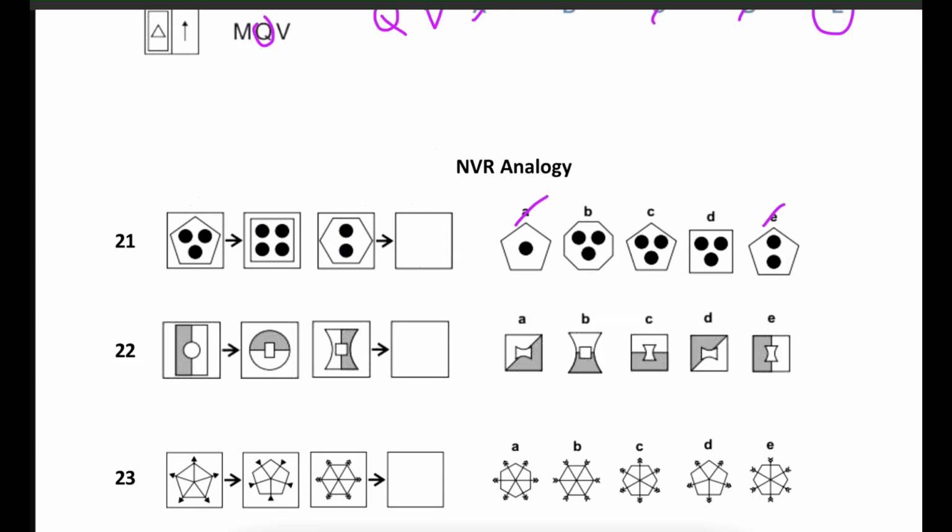Also, this is a pentagon, 5-sided shape. And this is a square, so 5, 2, 4. Here we've got a hexagon, 6. So this shape is going to have 5 sides because it decreases by 1. So the answer is C, because that is a pentagon, 5-sided shape.